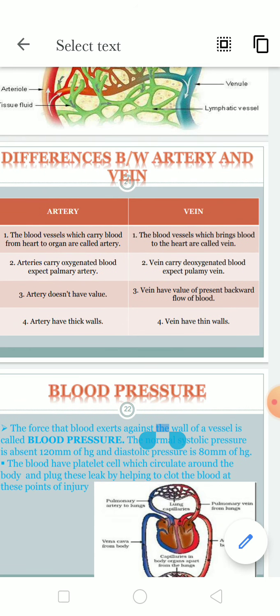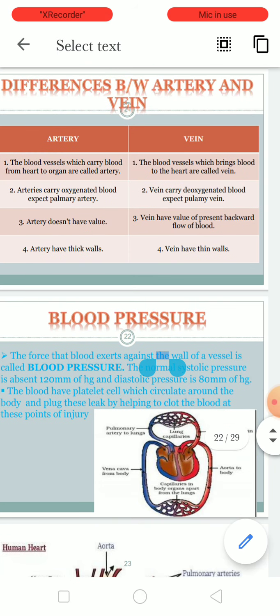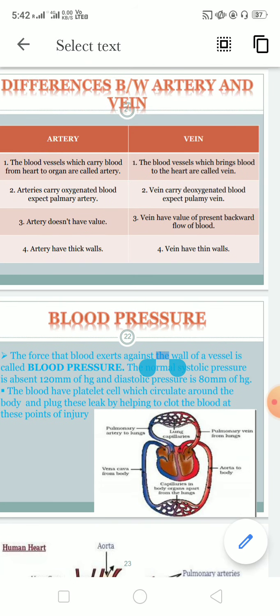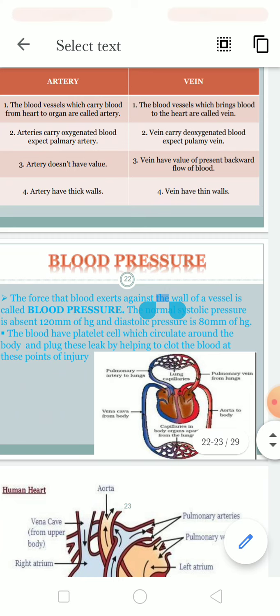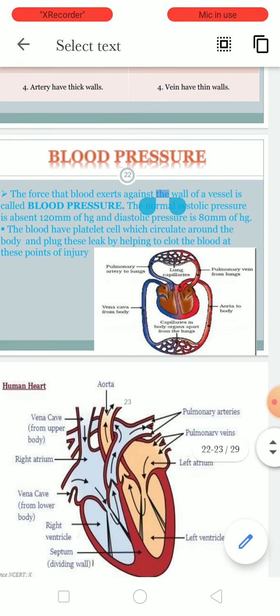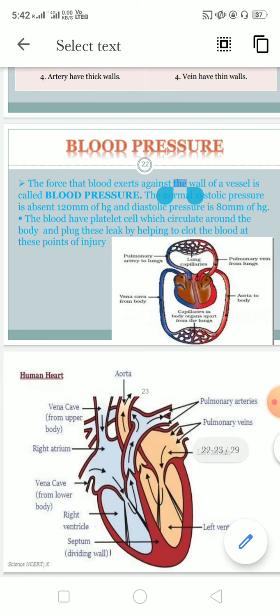Veins have valves present that prevent the backward flow of the blood, and they also have thin walls. So in the next chapter we'll discuss blood pressure.